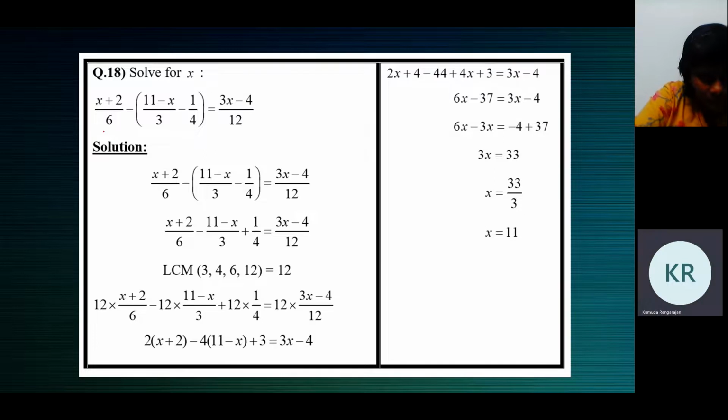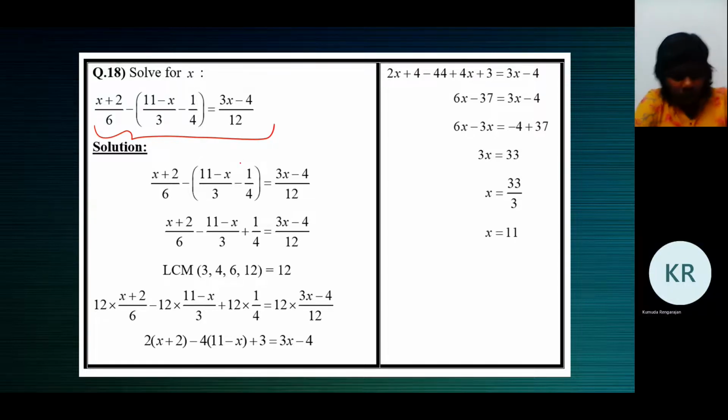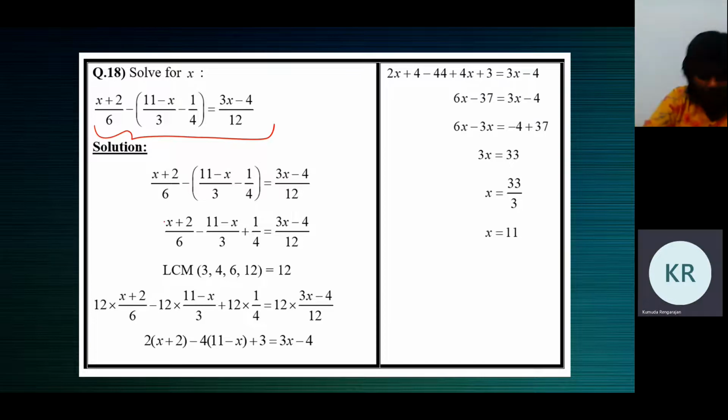So this is the equation given to us. We need to solve this equation for x. Okay, so you can see here, I've written down the equation again, whatever was given to us.